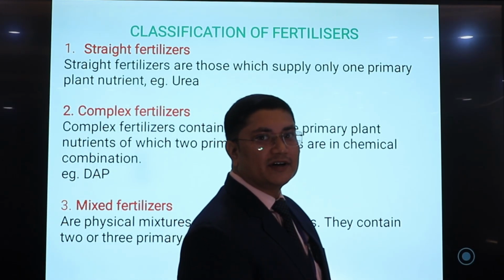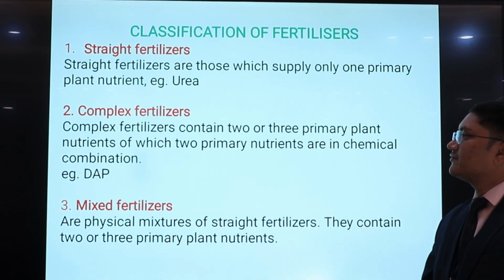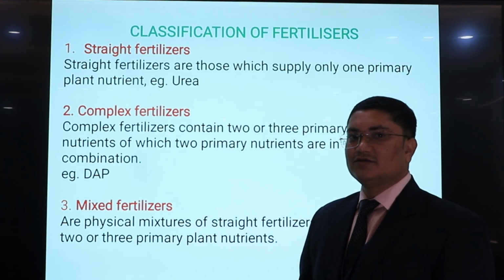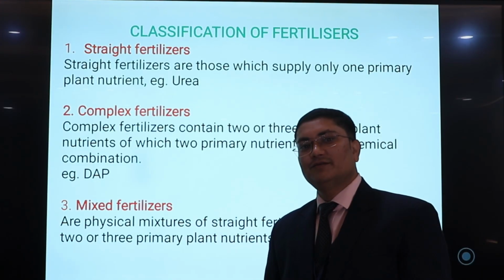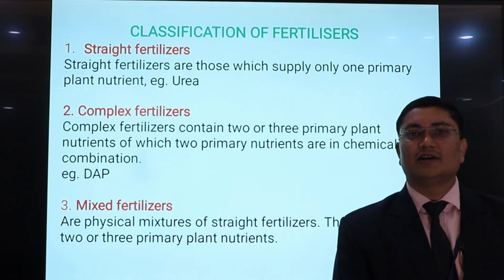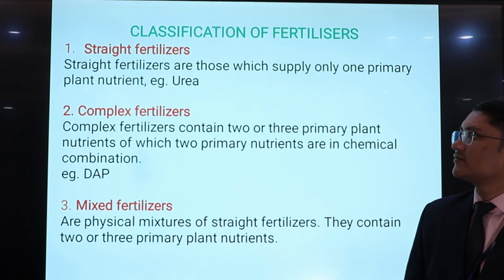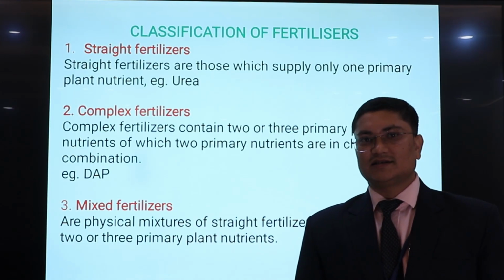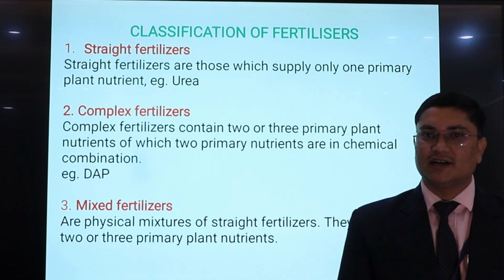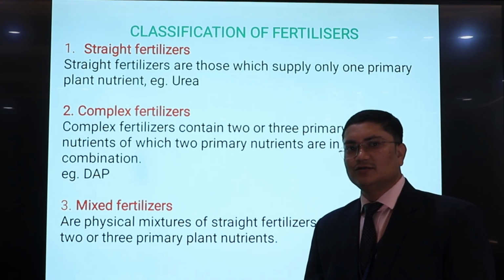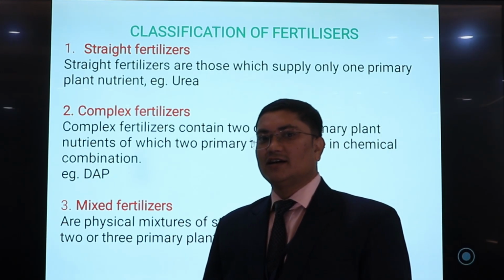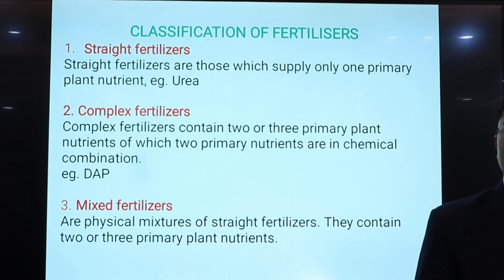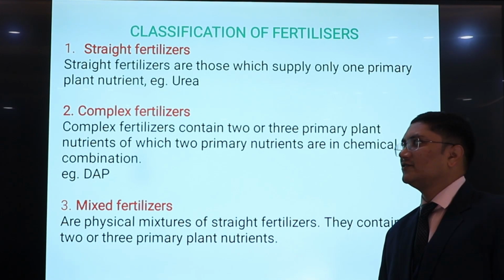Now the classification of fertilizers: how many kinds are there? The first is the basic classification, because it is larger in number. Others we will discuss later. The first is straight, complex and mixed fertilizer. First is straight fertilizer. Straight means only one main nutrient is found, a single nutrient. An example is urea. Urea has only nitrogen: in 100 kg of urea, 46 kg, or 46%, is nitrogen. That is an example of straight fertilizers.